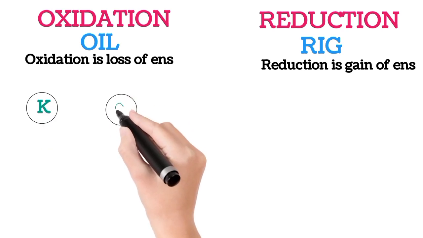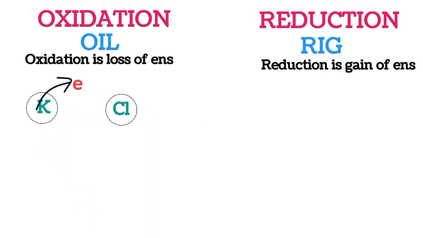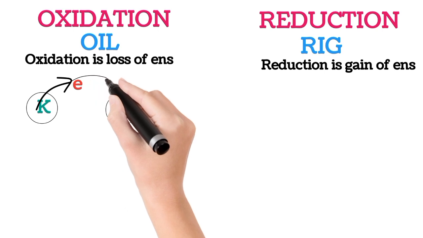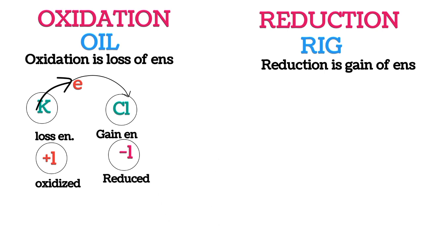Now, when you have potassium and chlorine, potassium will donate an electron, or lose an electron, and chlorine will gain the electron. By the loss of one electron, potassium will become positively charged, while chlorine becomes negatively charged. So by the loss of electron, potassium becomes oxidized, while chlorine gains an electron and becomes reduced, and they form potassium chloride.